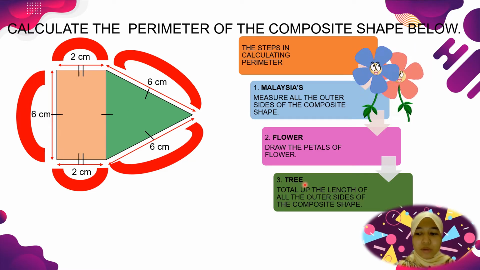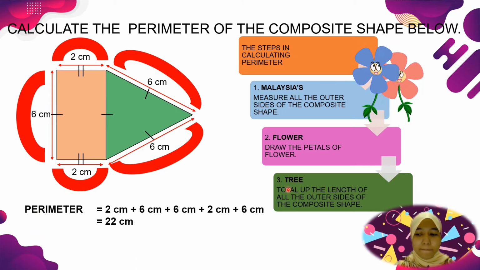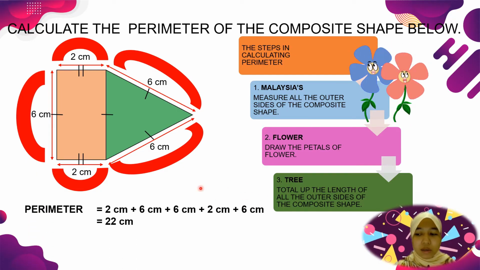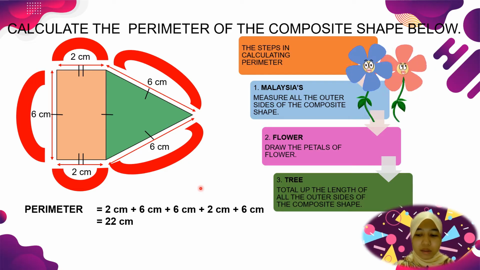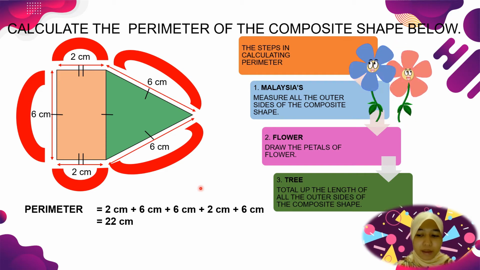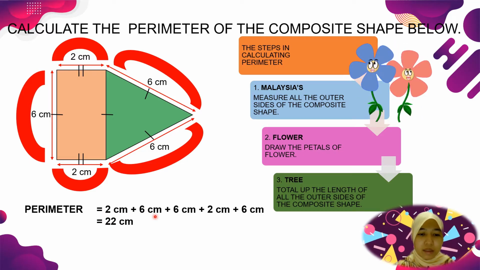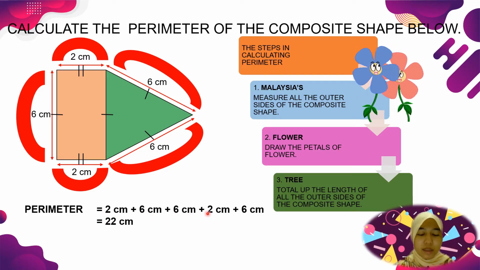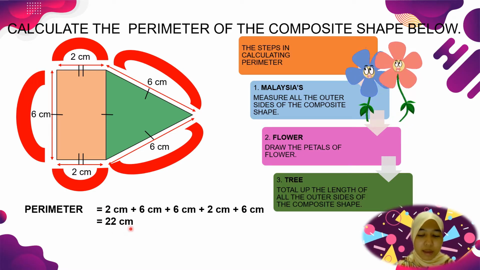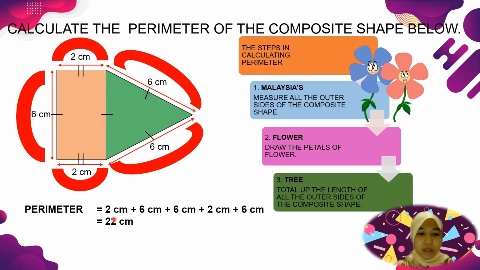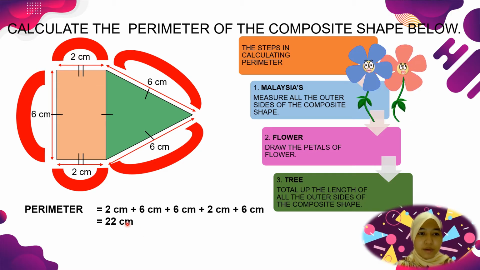Okay, now we will go through the third step, tree, total. We will total up the length of all the outer sides of the shape. So now we will sum up all the 5 lengths that drawn with the petals just now. So start from the top, 2 cm plus 6 cm plus 6 cm plus 2 cm plus 6 cm. The perimeter for this diagram is equal to 22 cm. Don't forget to add the unit in the answer here.